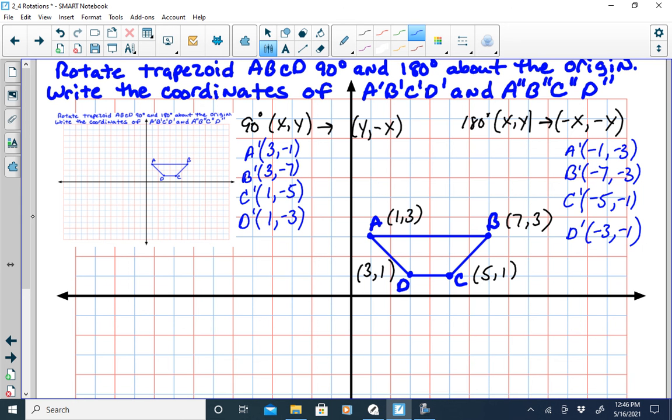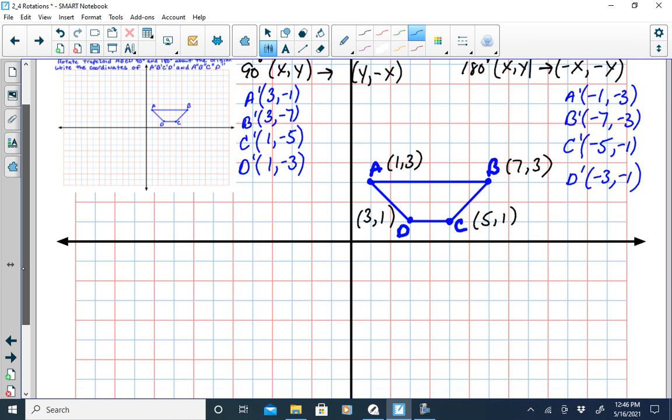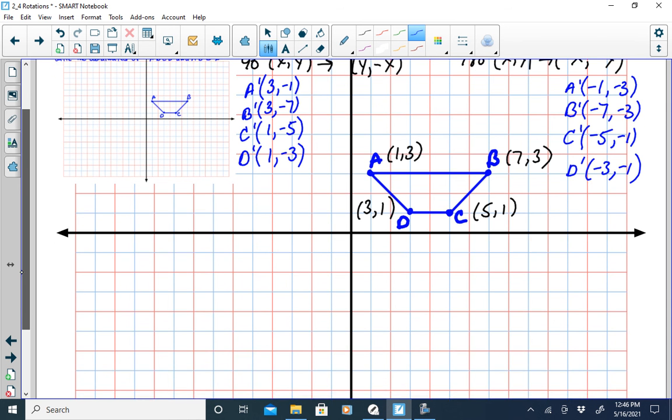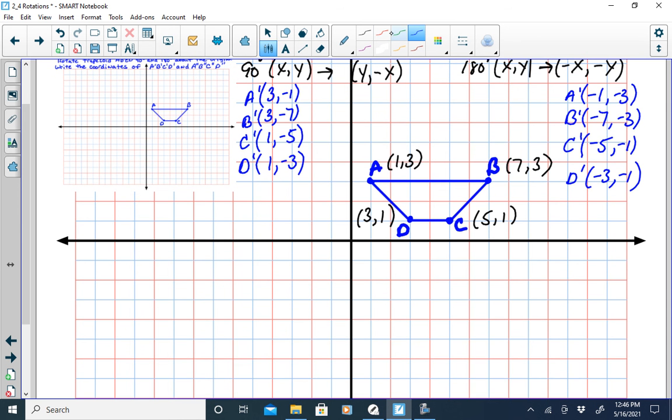Right, so let's graph our ordered pairs and see if it looks like a 90-degree rotation. Okay, so let's start with our first rotation. So we have A prime located at 3 and negative 1. There's our A prime. B prime is 3 and negative 7, so our B prime. C prime is 1 and negative 5. There's our C prime, and our D prime is 1 and negative 3. There's our D prime.